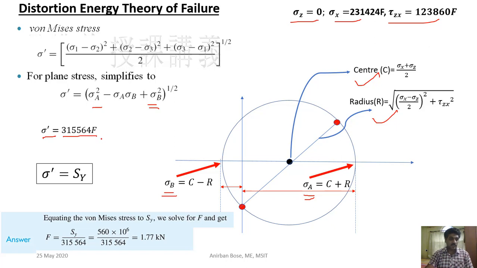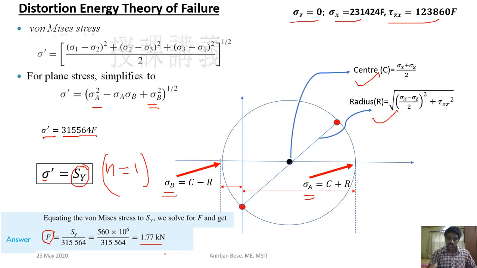See, F is still there in the expression. Now if you apply the distortion energy failure theory, then the von Mises stress will be equal to Sy by factor of safety. Consider the factor of safety to be 1. Then just at the time of yielding, sigma y prime is equal to Sy. So Sy is known to you, that was given as 560. So you can find out F, and that is coming to 1.77 kilonewton.